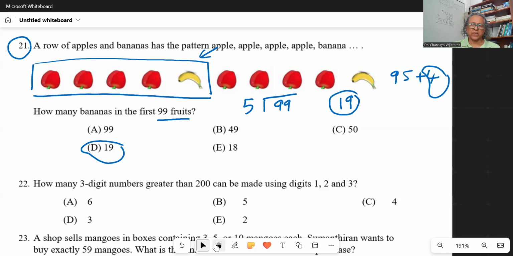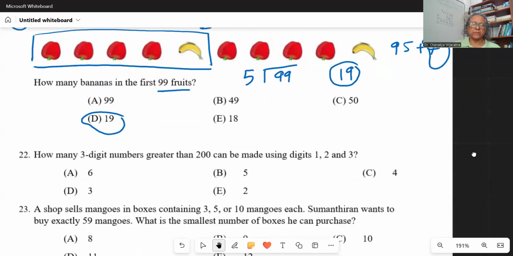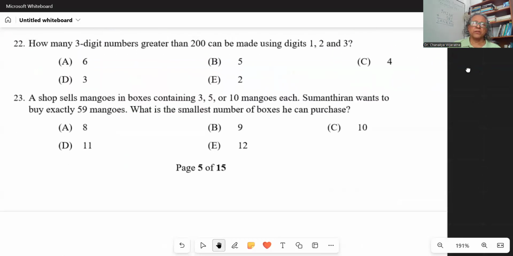Okay, let's go to the next question. How many three-digit numbers greater than 200 can be made using digits 1, 2, and 3? So 3 digits using 1, 2, and 3. So that means all these 3 digits have to be there.